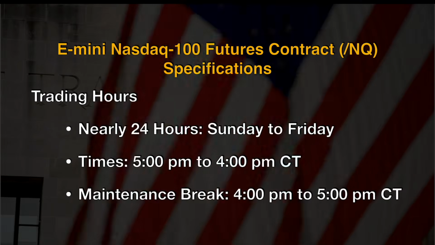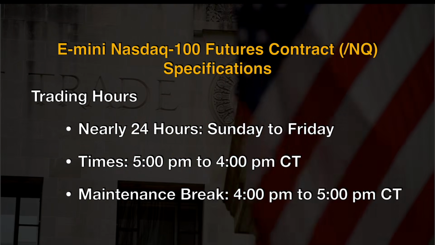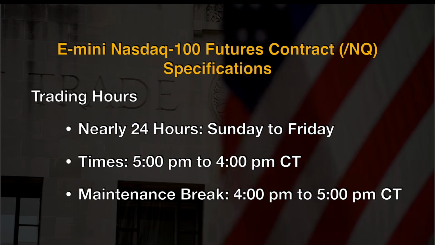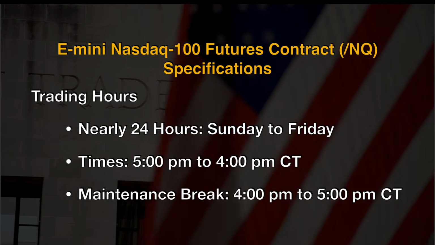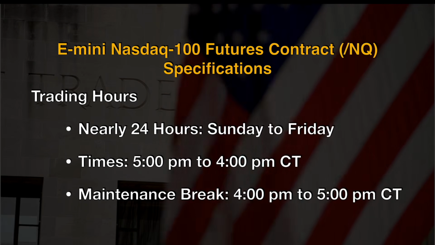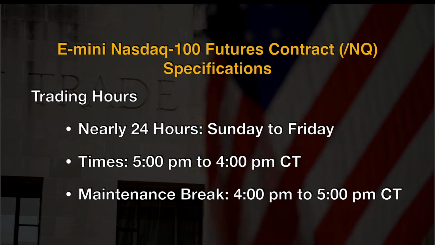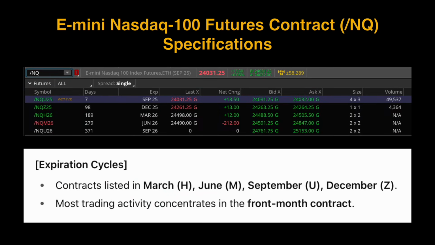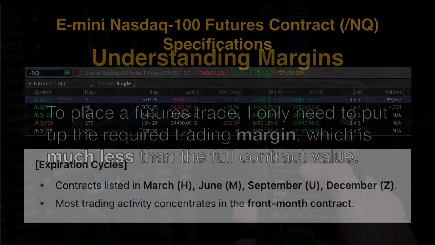Like the other E-mini futures contracts, the E-mini Nasdaq-100 futures contract trades nearly 24 hours a day, Sunday to Friday, between 5 p.m. and 4 p.m. Central Time, with a maintenance break between 4 p.m. and 5 p.m. So we can see here that this product has quarterly expiration cycles with contracts listed in March, June, September, and December, with the most trading activity concentrated in the front month contract.